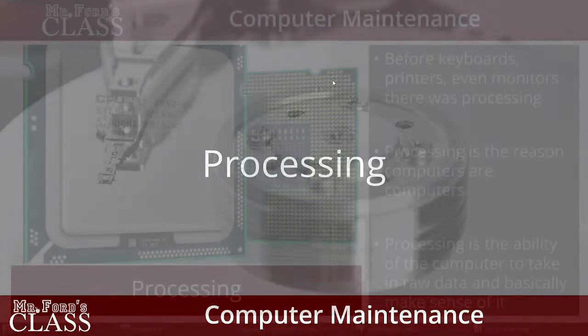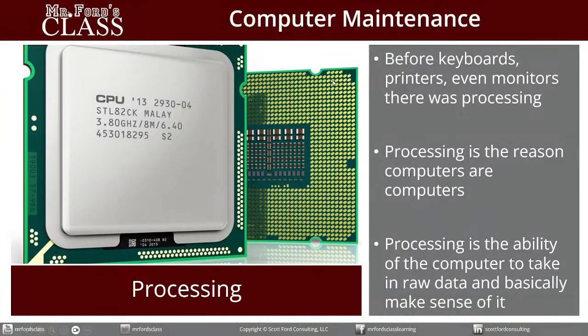So processing is why we have computers. Before keyboards, before printers, before monitors, before anything else, there was processing. So arguably the very first personal computer was something called an Altair. The Altair was just a box with lights and switches that people would flip up and down to get things working. Well, that had a processor in it, right? That was what all of this was about. So before keyboards, printers, any of this, processing was why we had computers.